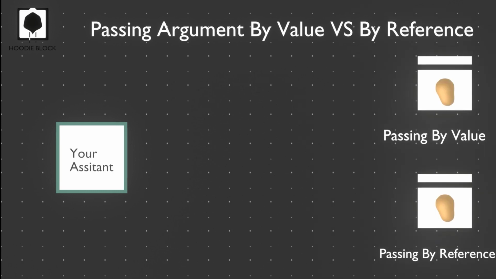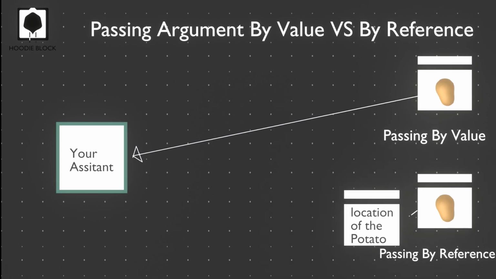To make things more obvious, let's see an example. Imagine you are a master chef and you want your assistant to peel a potato for you. One way is to give him the potato directly, so he will peel it for you. Another way is to give him the location or address of the potato in the kitchen. Each of these methods will get the job done, but the optimal choice depends on the specific situation.